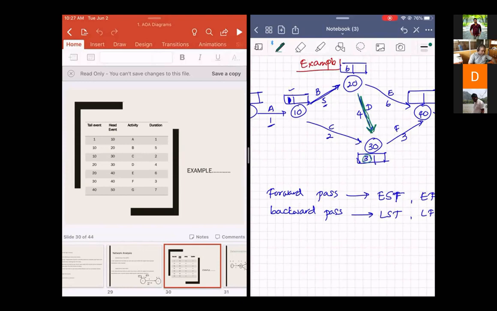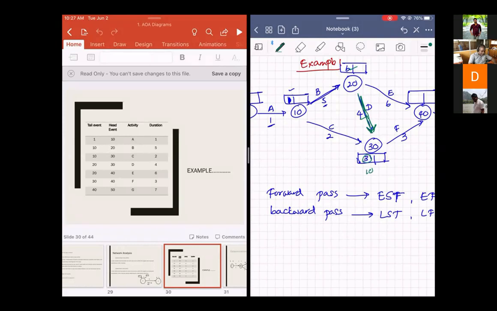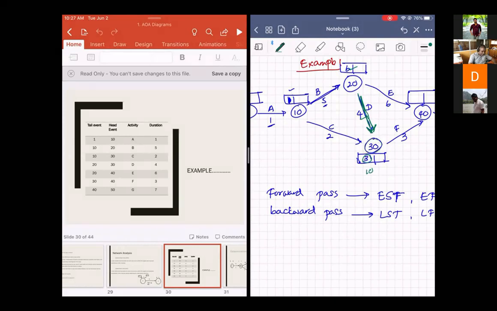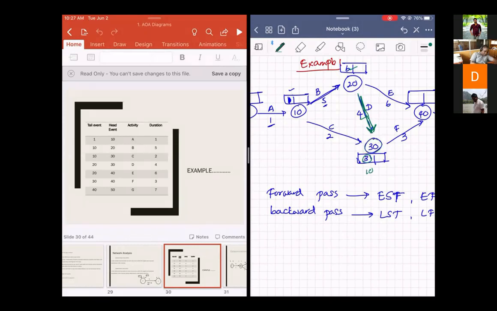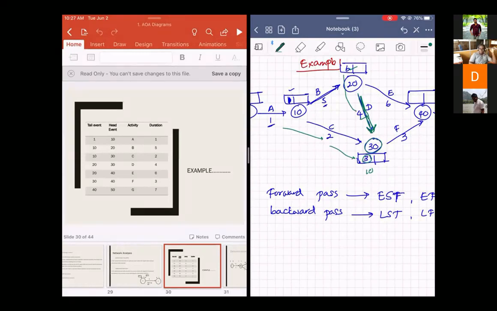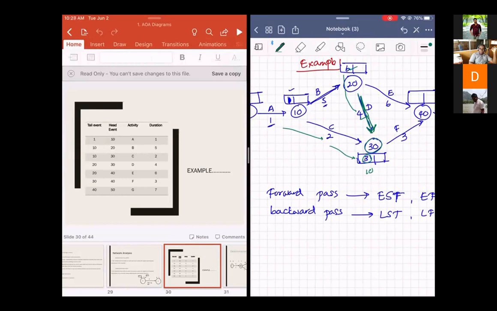So here it becomes 6 plus 4 is 10. Okay. For this event 30, there are two parts. Right? 1 plus 2 is 3. This 6 plus 4 is 10. 3 and 10. So what happens here?